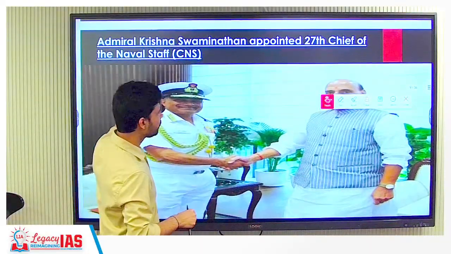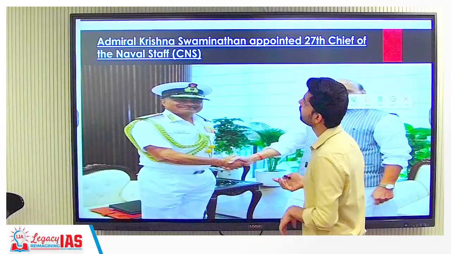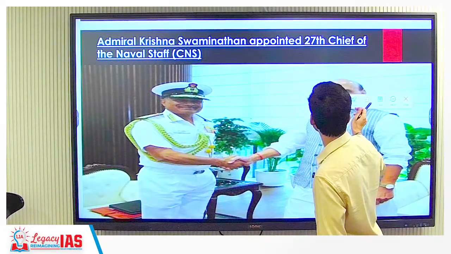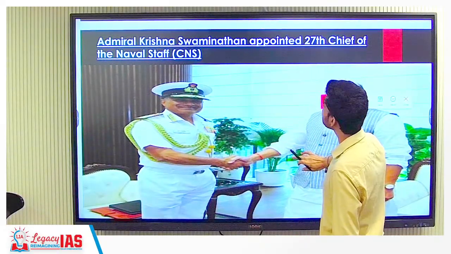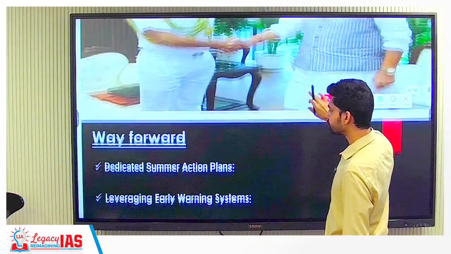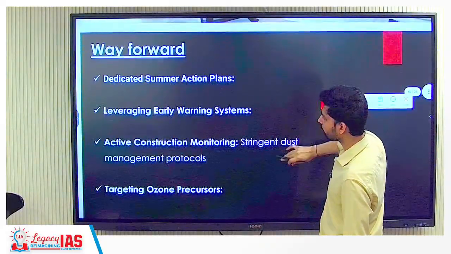Second news is simple, again not very important, but Admiral Krishna Swaminathan was appointed recently as the 27th Chief of the Naval Staff, right?